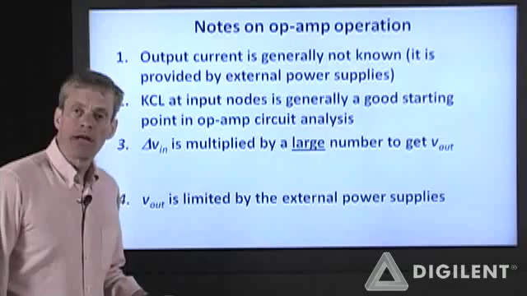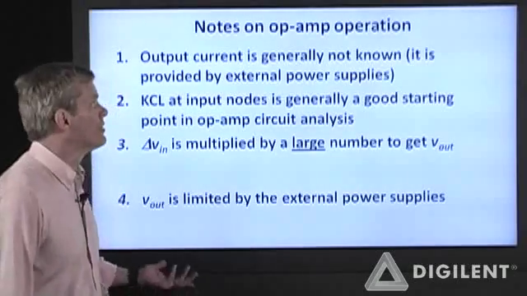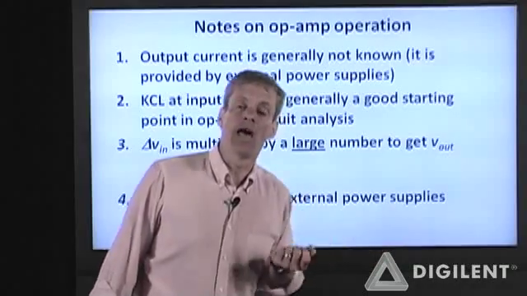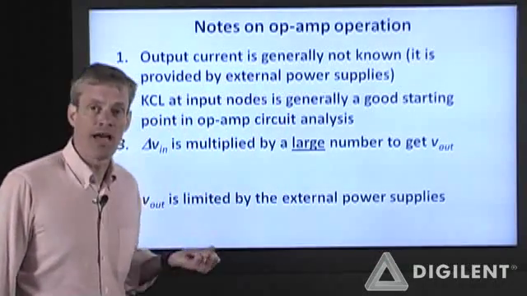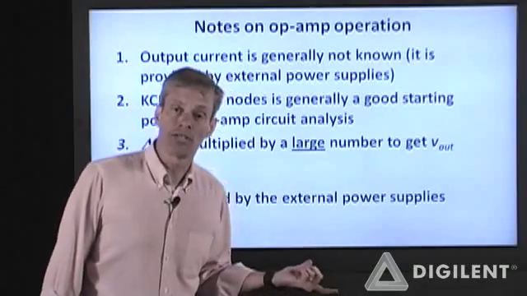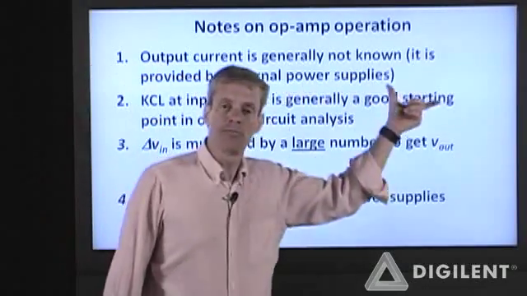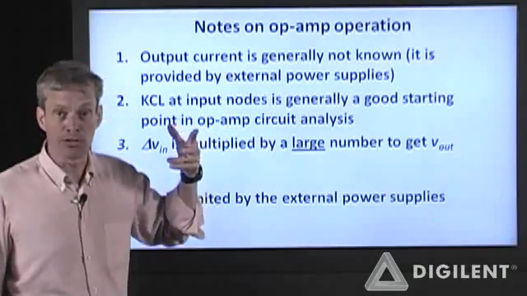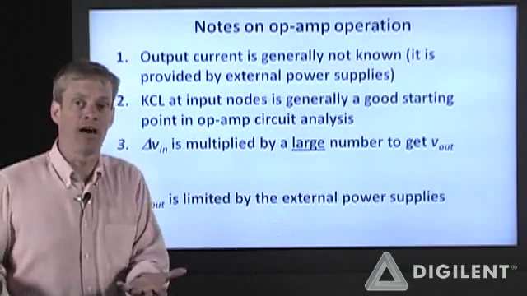Okay, a few points about operational amplifier behavior. The output current is generally not known. You cannot make any assumptions relative to the output current. Right? It's provided by the external power supplies. That's where people sometimes early on get themselves into trouble. They say, okay, there's no current into the input terminals, but I've got some current out of the output terminal.